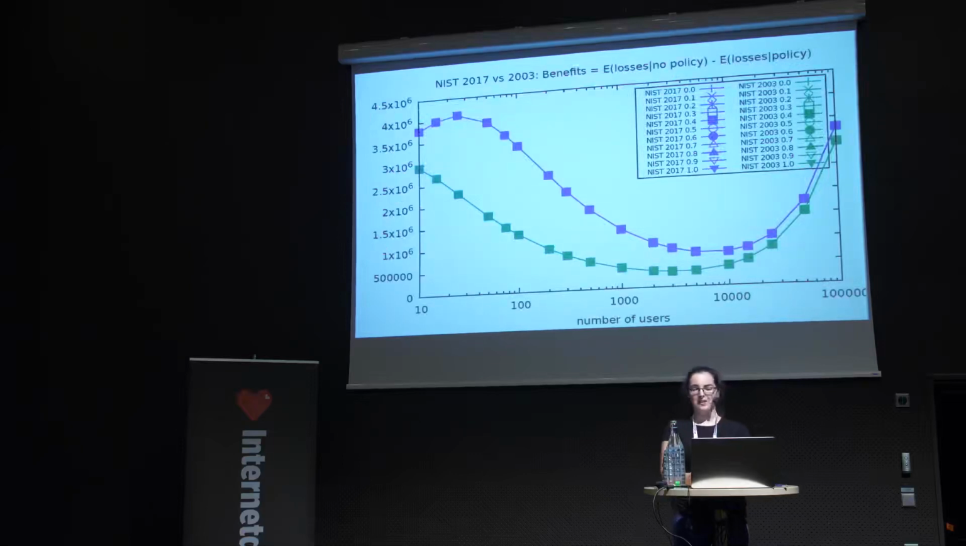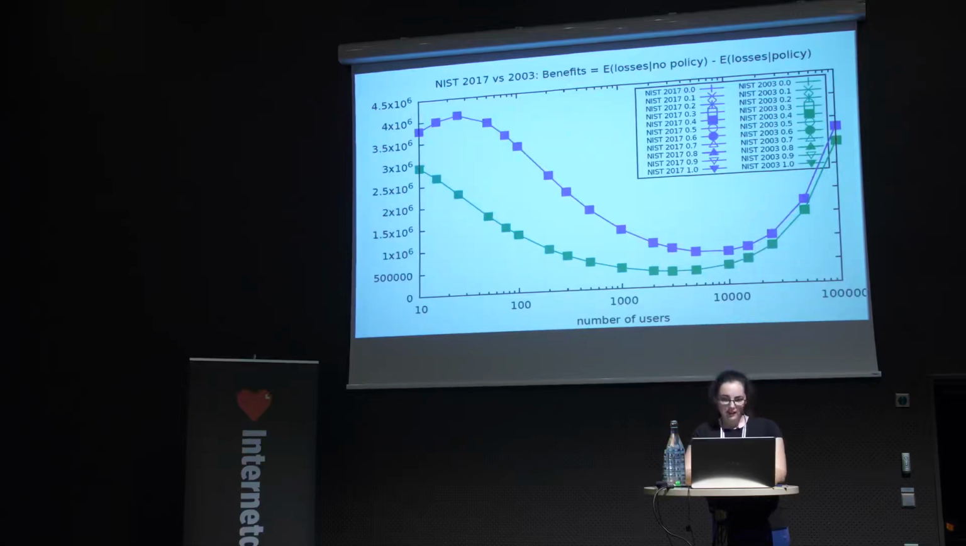The purple is the benefits for NIST 2017, and the green is the benefits for NIST 2003. On the x-axis, we just have the number of users in an organization, and we've tried out loads of different values. Each one of the different lines is the weighting on users, going from 0 to 1. What we can see here is that the weighting on users has no effect on whether you're going to mitigate an attack or not.